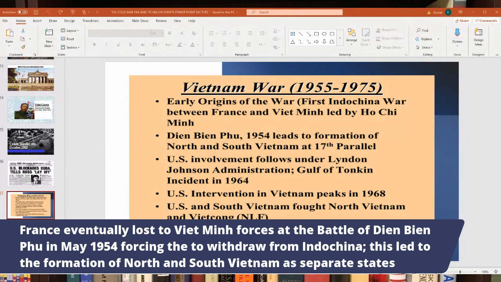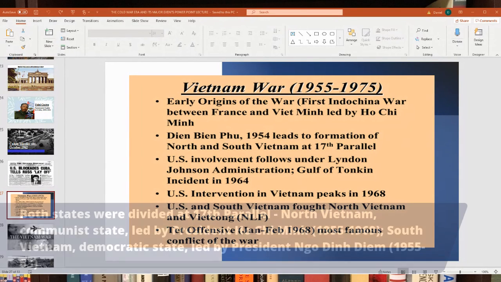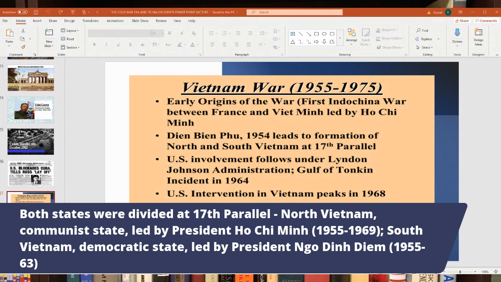And right after the French left, what occurred was that they split that whole area of Indochina into two states, North Vietnam and South Vietnam. And both states, by the way, were divided at what they call the 17th parallel. And you had North Vietnam, of course, which was called the Democratic Republic of Vietnam. And then you had South Vietnam, which was called the Republic of Vietnam. But nobody really calls them that. They call them North and South Vietnam, kind of like Korea, same thing.